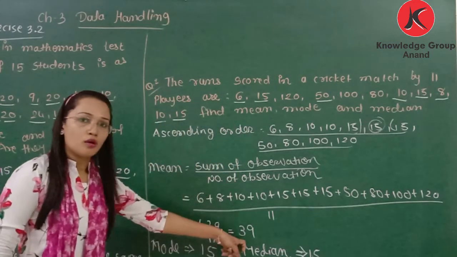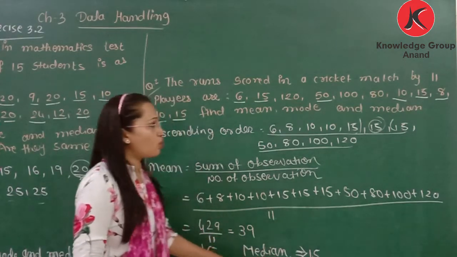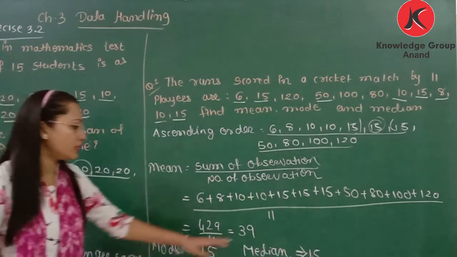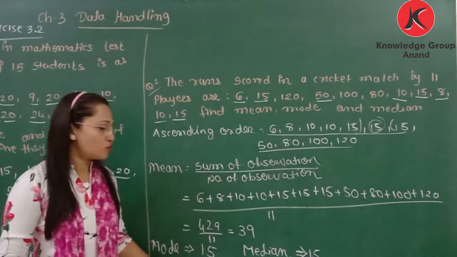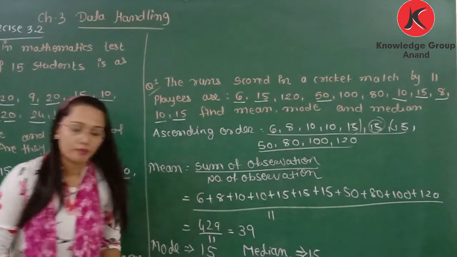Now here the mean is 39, the mode is 15 and the median is 50. So all three numbers are not the same. So mode, mean and median for this example are not the same.